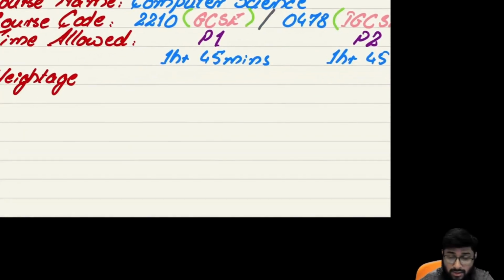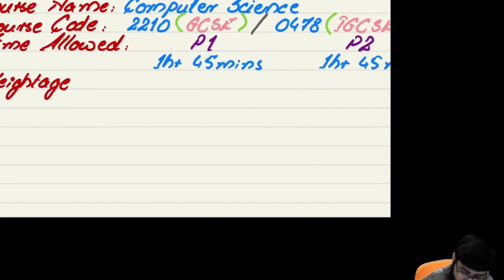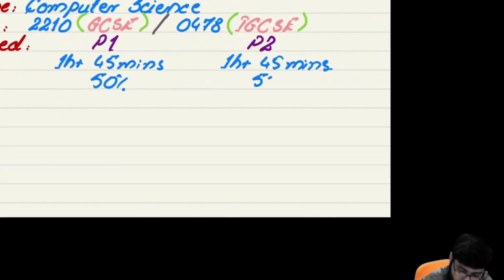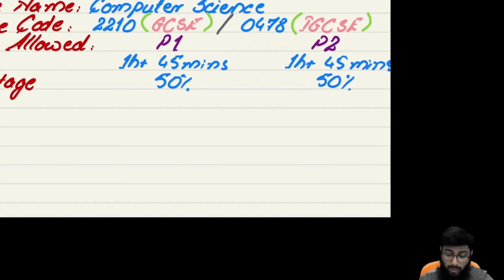Now, as we come towards the weightage, what do you mean by the weightage? Weightage is how much of the marks from each paper will be included when you get your final result for computer science, whether it's for IGCSE or for GCE. How many marks will be included from P1 and how many from P2? In computer science, both papers have equal weightage. For P1, the weightage is 50%. Similarly, for P2, the weightage is again 50%. That means both papers are of equal importance.